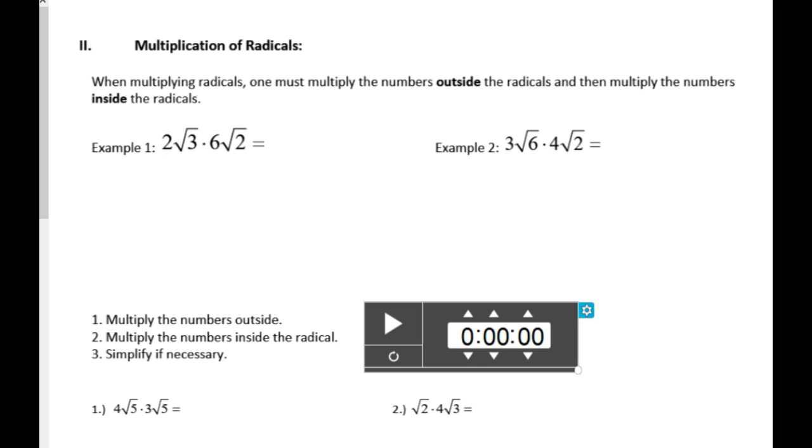On these two radicals that are being multiplied, what's on the outside and the outside? 2 and 6 are multiplying to make 12. And then, on the inside, square root of 3 and square root of 2, those multiply. 3 times 2, 6. Easy?